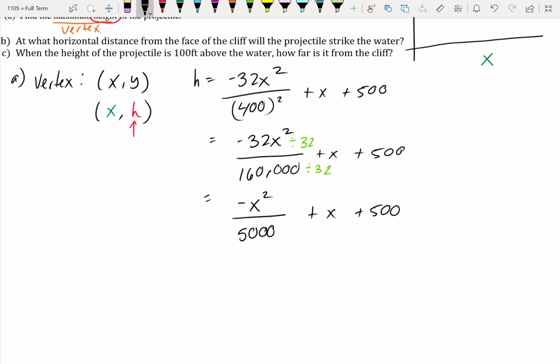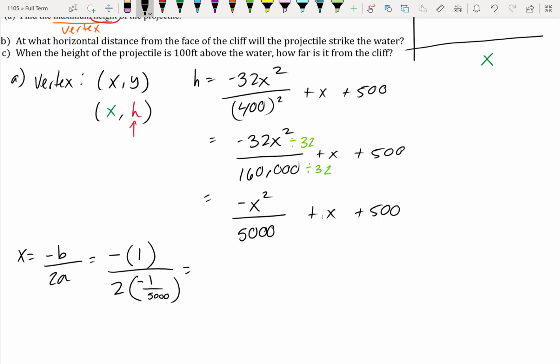So because it's asking for the h, which is the y in the vertex, we need to find x and then plug it in and get the y. So let's do that. We have x equals negative b over 2a. So negative b, which is 1, over 2 times a. A is negative 1 over 5,000. There's always a 1 in front of that x.